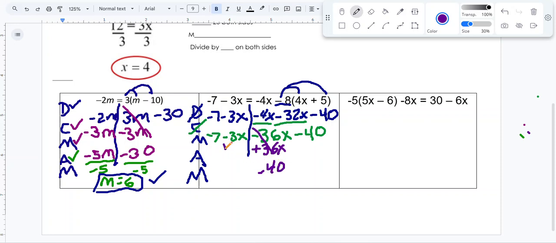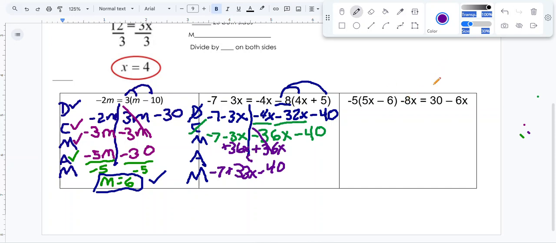And then I'm going to do the same thing over here. I'm going to add 36x to this side. That's going to leave me with negative 7. Negative 3 plus 36 would be a positive 33x. That's an ugly looking 33. Let me rewrite that. Positive 33x.